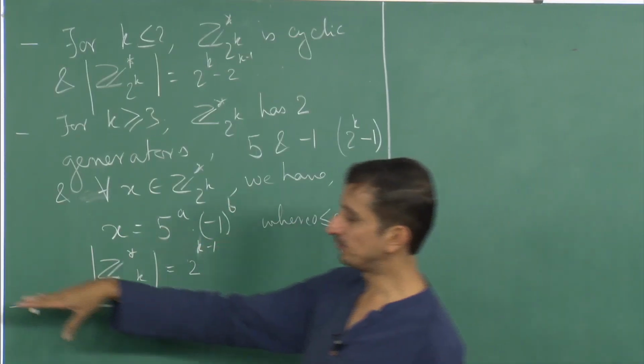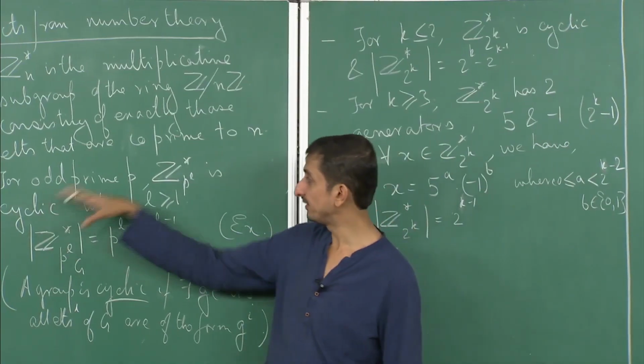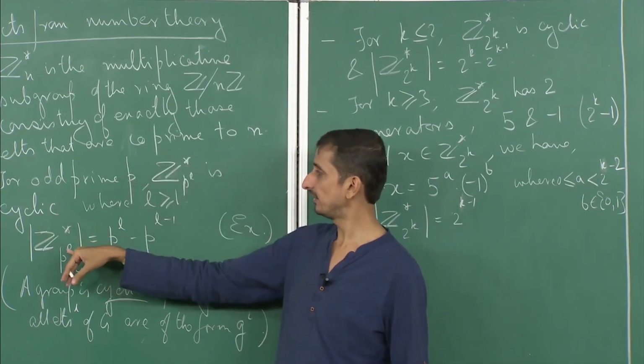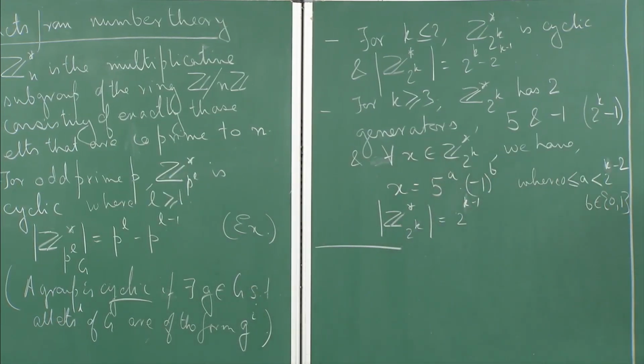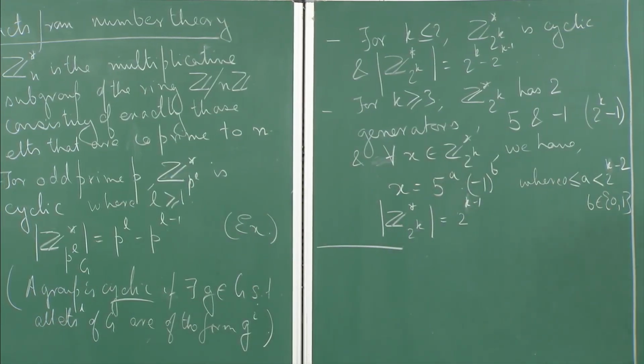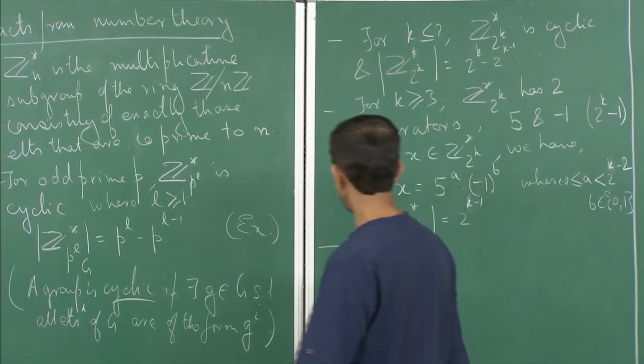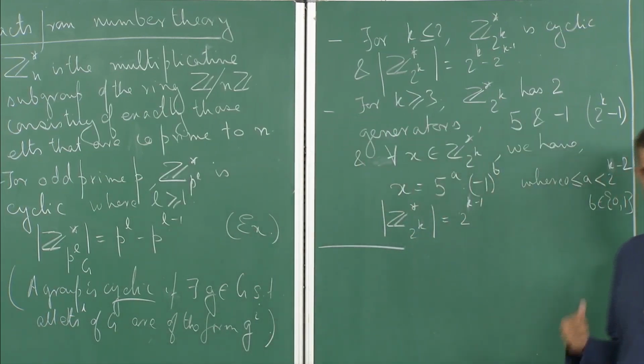This one is a little bit more non-trivial, to show that every element in Z star p to the power l can be generated by a single element. It has a single generator, but the other things are easy to see. Okay, so any questions?